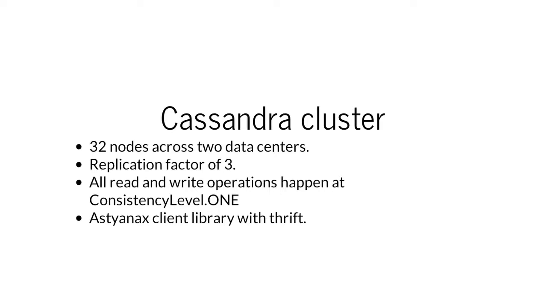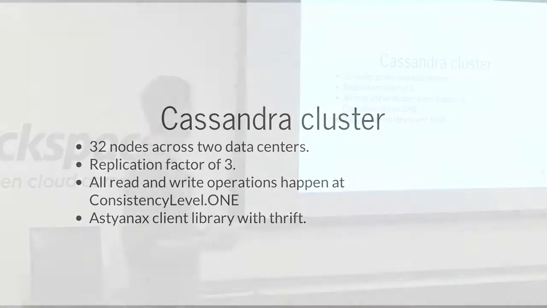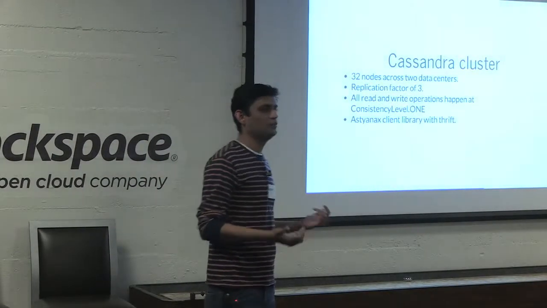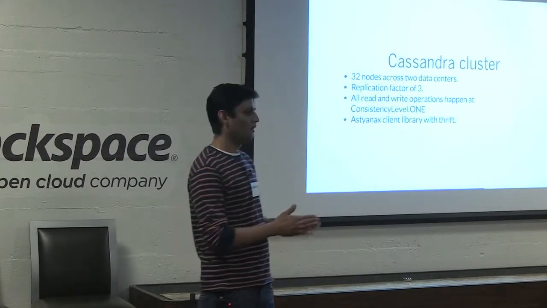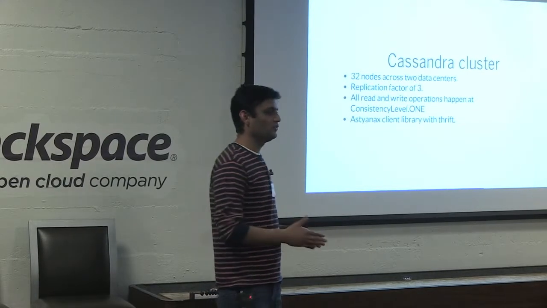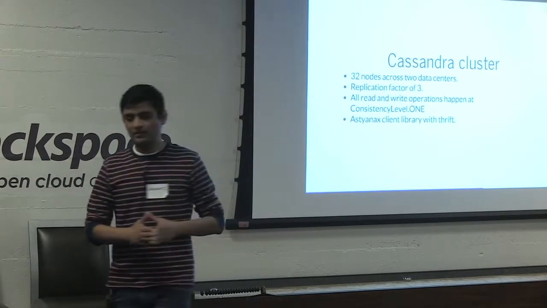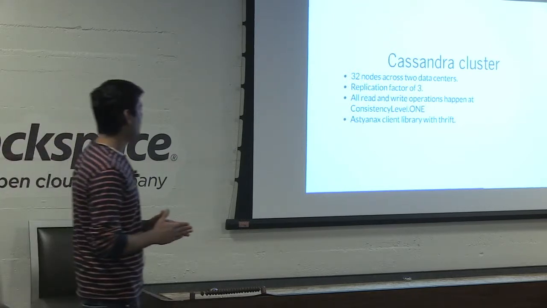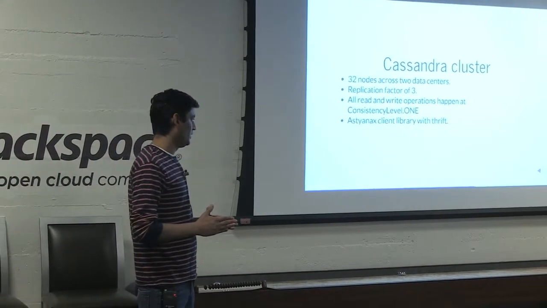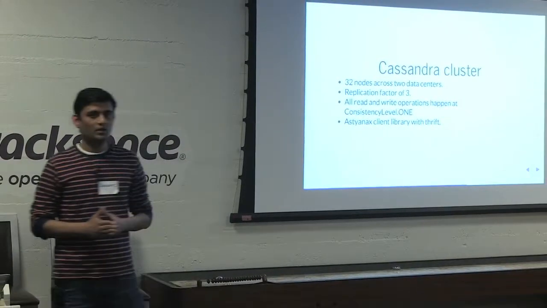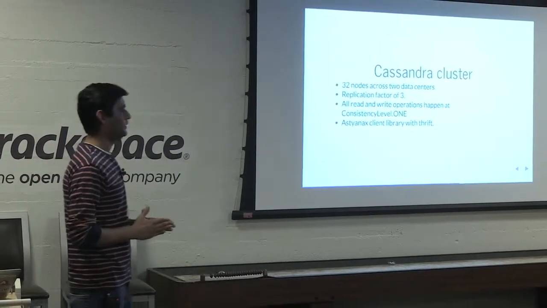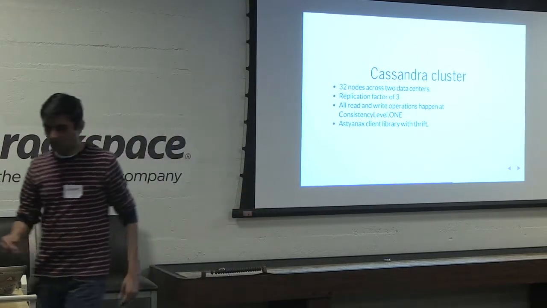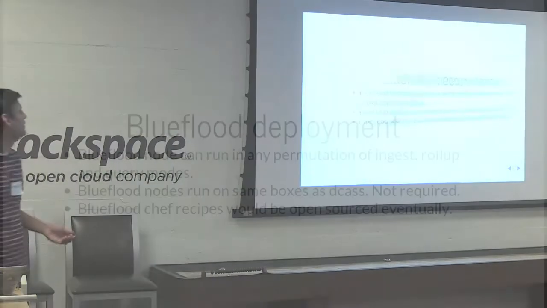OK. So a little bit about our Cassandra cluster. So this is going to get into the operations aspects of Blueflood. We have 32 nodes running across 2 different data centers. We use replication factor of 3. And everything is written and read at consistency level 1. Because we can change the consistency level at a write penalty cost, but we want to optimize for performance at this point. And all our code base is extensively written in Java, so we use a client library called Astyanax, which under the hood uses Thrift to talk to Cassandra.